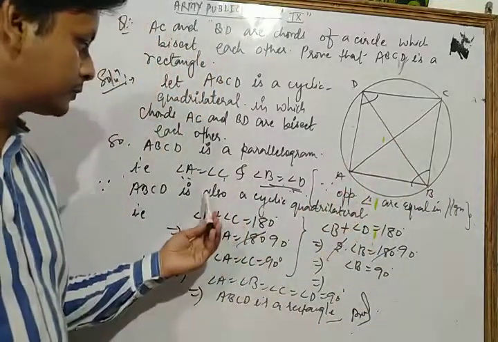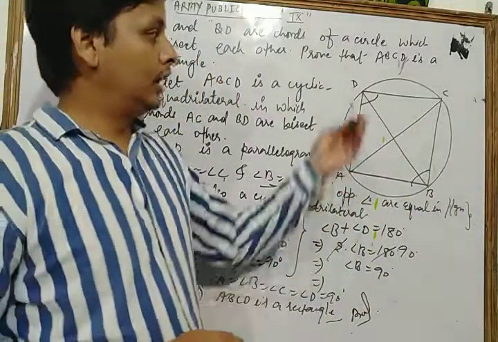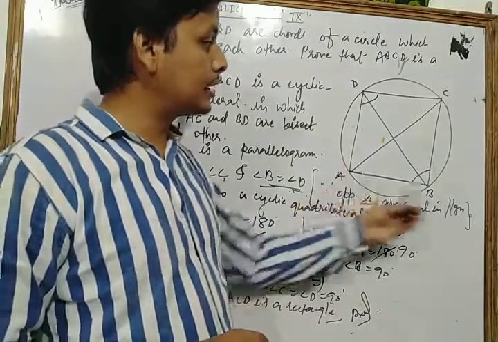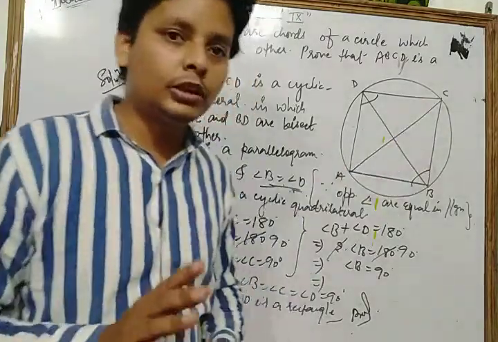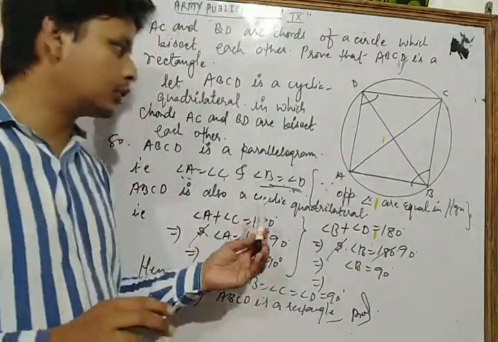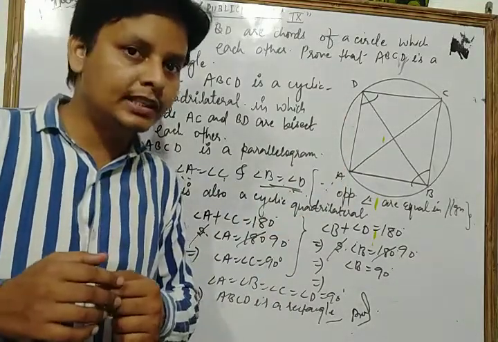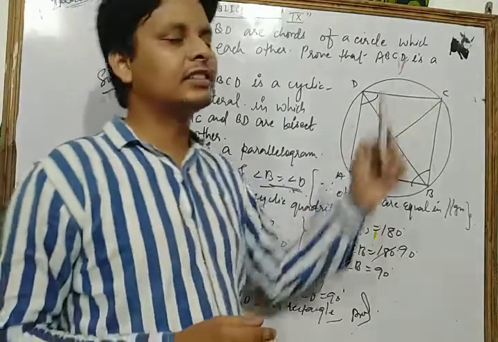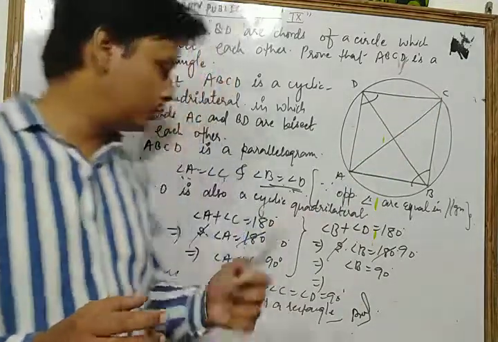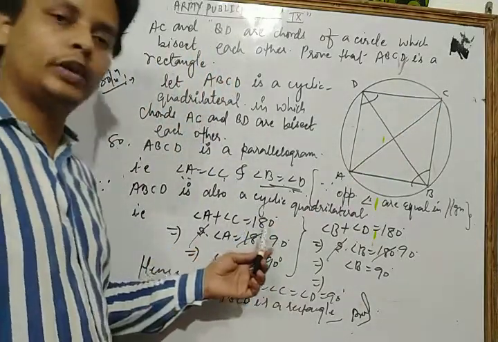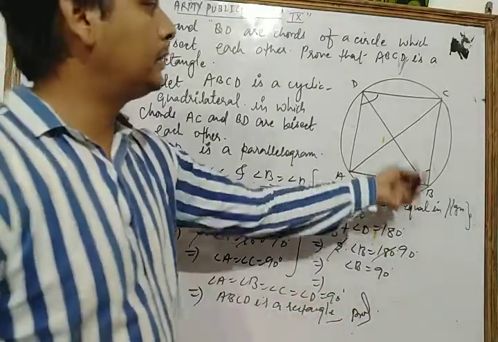In this way we write in this place. Now again from the figure, dear students, ABCD is also a cyclic quadrilateral. So we know that in a cyclic quadrilateral the sum of opposite angles is supplementary. It means that the sum of their measures is equal to 180 degrees. So here angle A plus angle C is equal to 180 degrees.